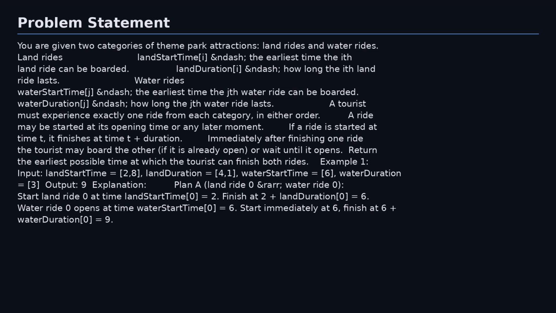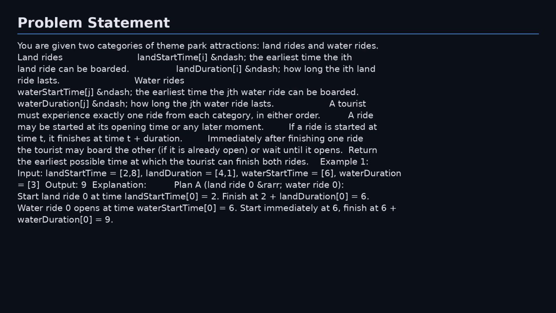The problem gives us 4 vectors: land start time, land duration, water start time, and water duration. We need to find the minimum finish time for the tourist, considering all possible combinations of land and water rides. This is a classic problem of finding the minimum finish time, given the start times and durations of the rides.